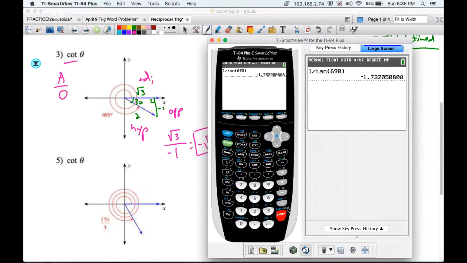Plug it in. I get negative 1.73. How do I know that that's the same as my answer? Well, I have to plug my answer in as well. Negative square root of 3. And look at that, I get the same answer.